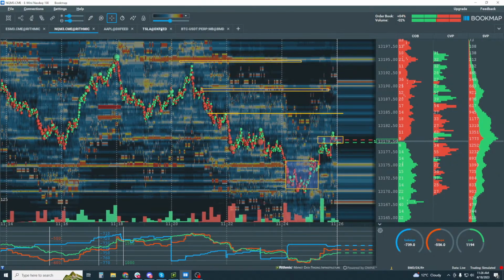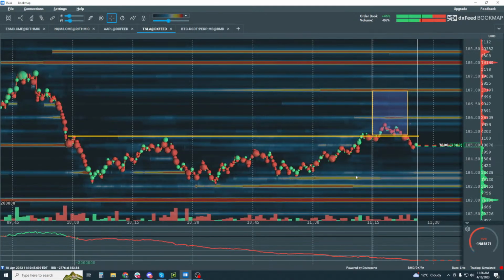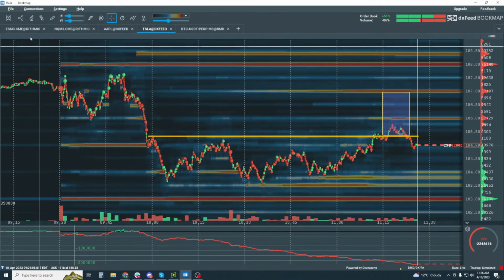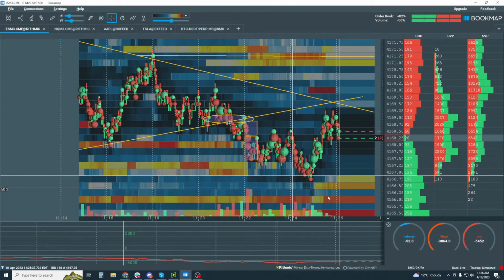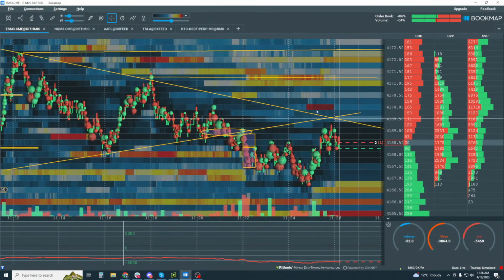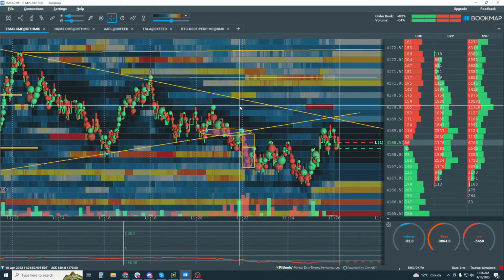Right, and what about Tesla? Tesla's probably still not doing it. Still not doing it yet. Okay, what about our S&P? Just chopping around in this whole area here that we're talking about.